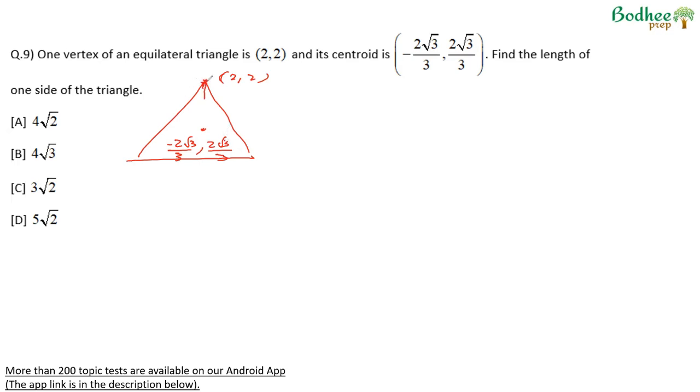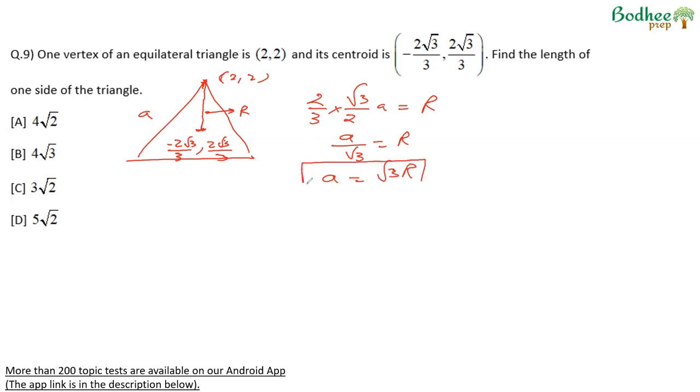Now, if we join the vertex to the centroid, this is called the circumradius of the triangle. If the side of the triangle is A, the length of the median will be root 3 by 2 A, and 2/3 of this is the circumradius. And therefore, A by root 3 is equal to the circumradius. Since we have these 2 points, we can find out, or we can say the side of the triangle will be root 3 times the circumradius. What will be the circumradius in this case?